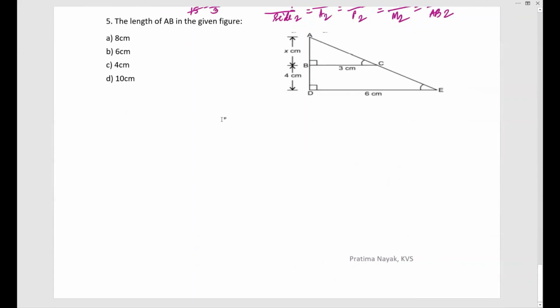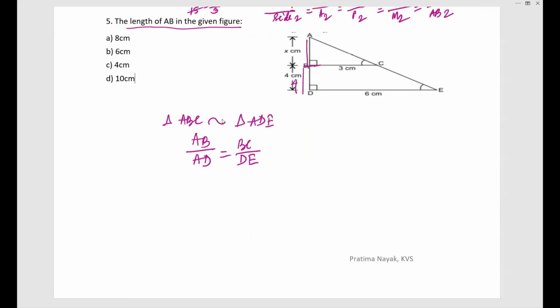The length of AB in this figure. Here, triangle ABC is similar to triangle ADE. So AB upon AD is equal to BC upon DE. Here the length of AB you have to find out, and this figure is also given. You have to take AB as X, this is 4, this is 3, DE is equal to 6. So I'm not taking ratio of AC because they are not given. What is given I'm writing. So AB upon AD is equal to BC upon DE, or you can write AB upon BC is equal to AD upon DE. We won't write that BD. BD is not a part of a triangle.